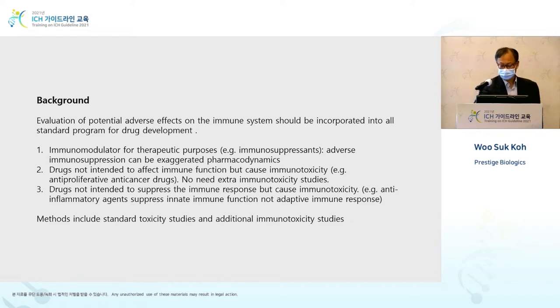Immunomodulators, for example immunosuppressants, have a pharmacological effect. So this is based upon the pharmacological effect. But for a compound that can cause immunotoxicity, such as anti-proliferative anti-cancer drugs, the mechanism is clear. Because it's about anti-proliferation, there will be immune suppression of proliferation. So an extra study is not required. Justification is already provided.